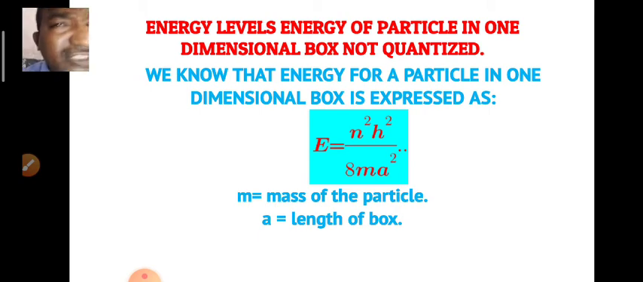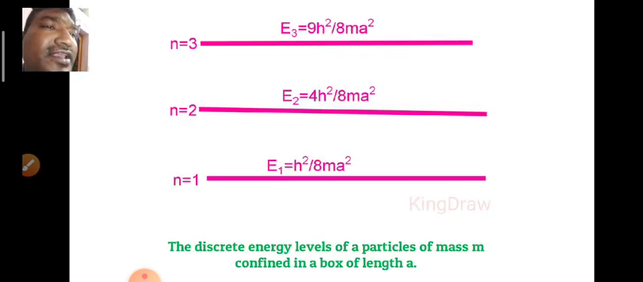Here we have already discussed that n may not get the 0 value, so as a result we can say that the energy in the one dimensional box is quantized. And n may get 1, 2, 3, 4 and so on values. That means it has some integer value. Here m is the mass of the particle and a is the length of the box.